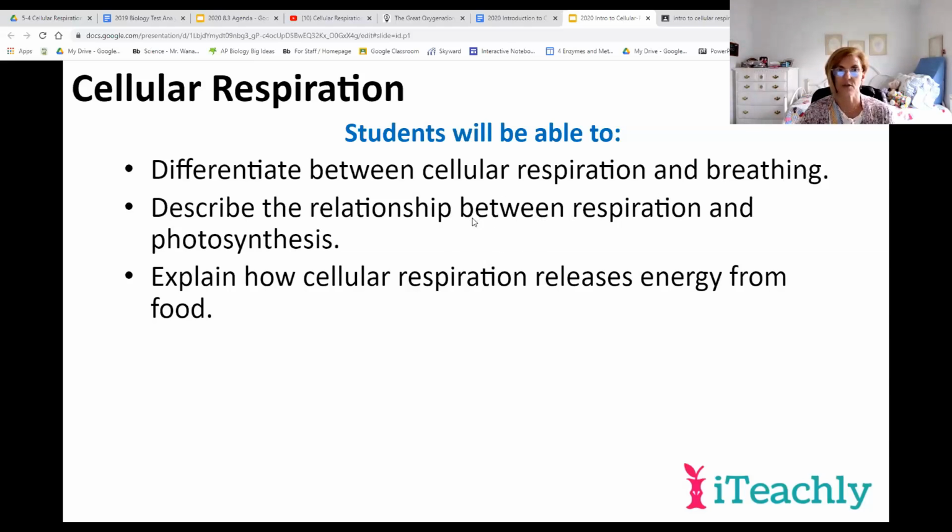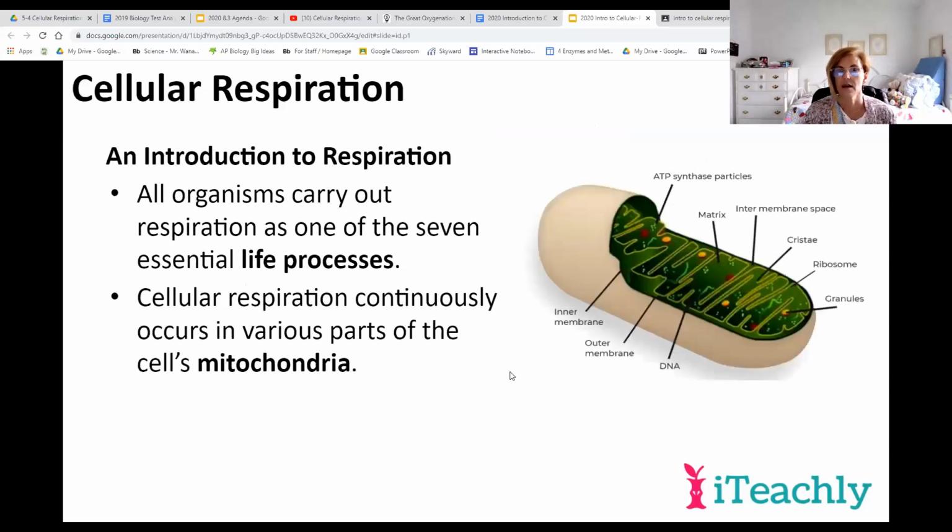The gizmo has to do with this energy cycle between cellular respiration and photosynthesis. We're just barely going to get into how cellular respiration releases energy. We're going to be very generic today. Monday, we'll get into the specific steps. So Monday, we start learning the details like we did with photosynthesis. Okay.